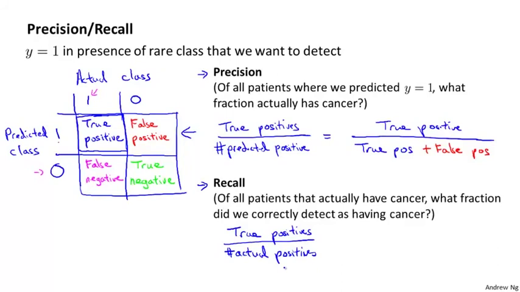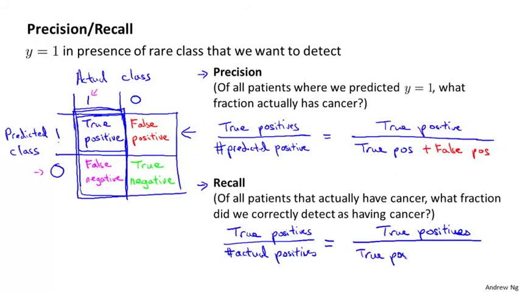To rewrite this in a different form, the denominator, the number of actual positives, is the sum of the entries in this first column over here. And so writing this out differently, this is therefore the number of true positives divided by the number of true positives plus the number of false negatives. And once again, having a high recall would be a good thing.